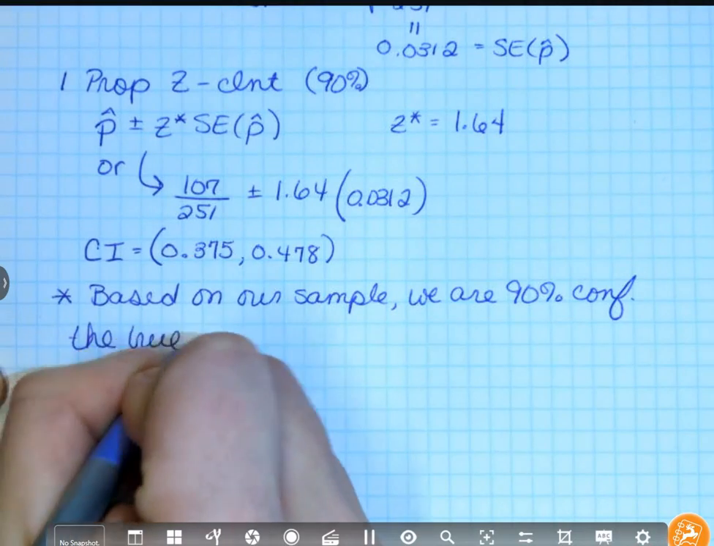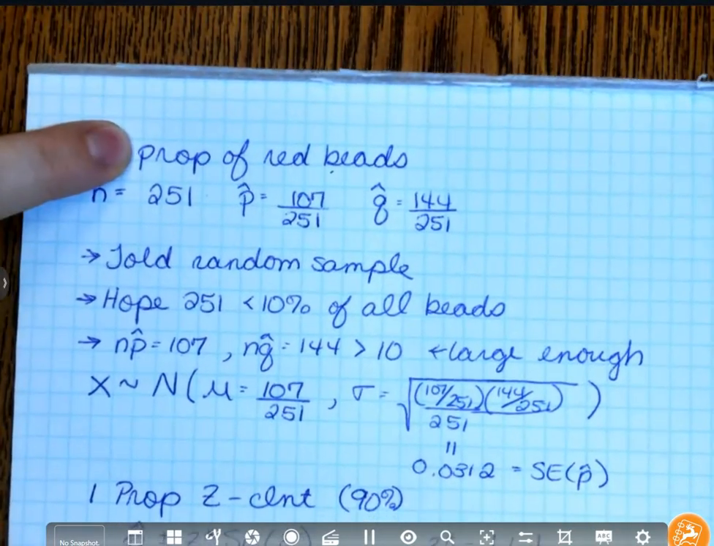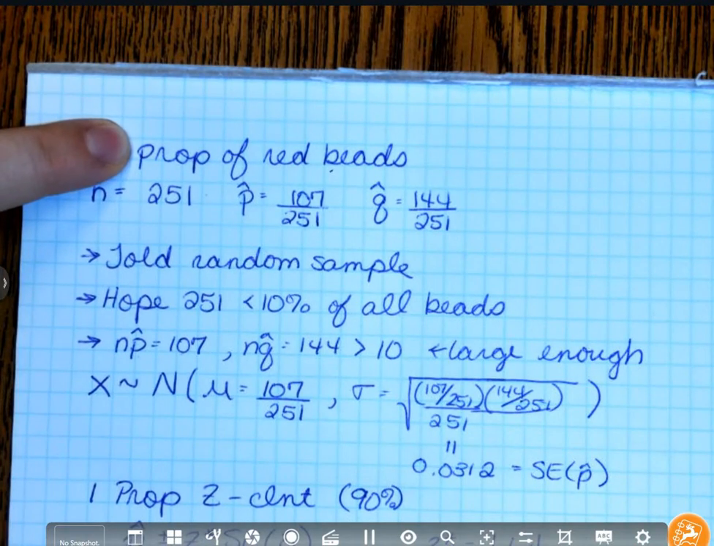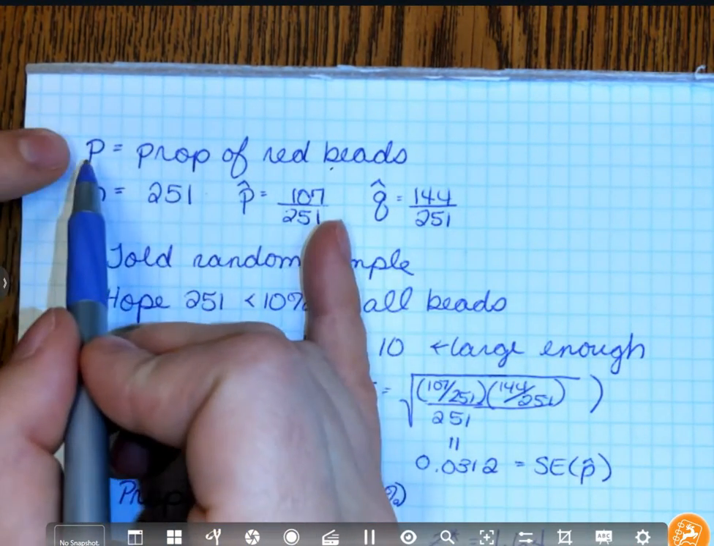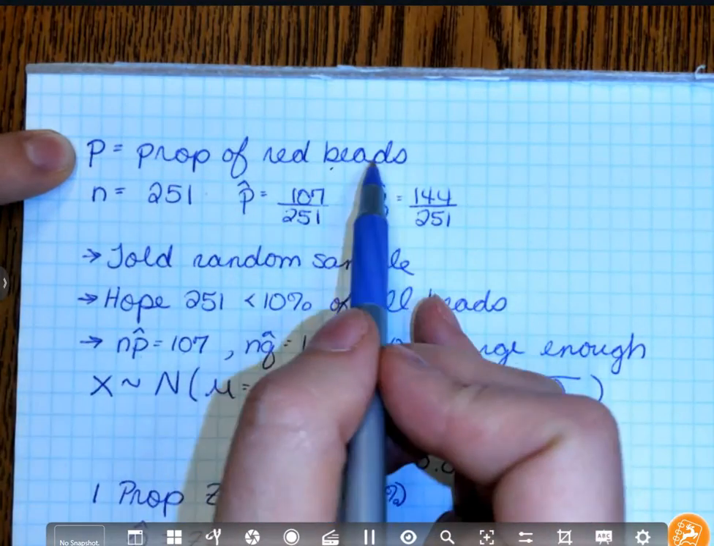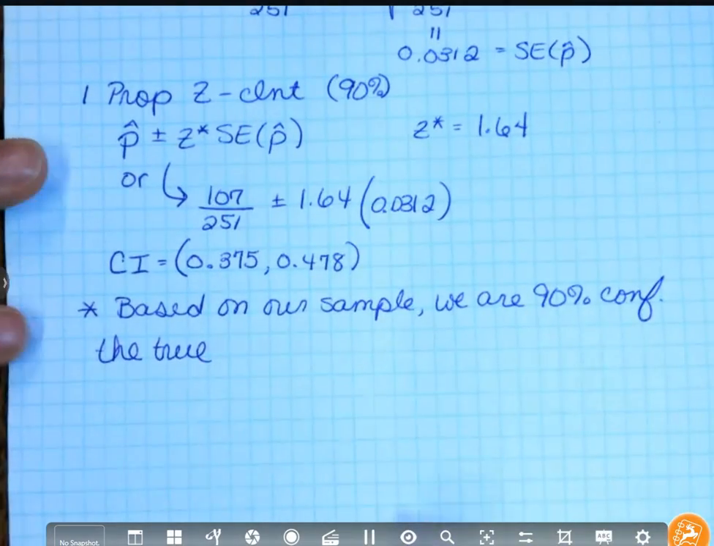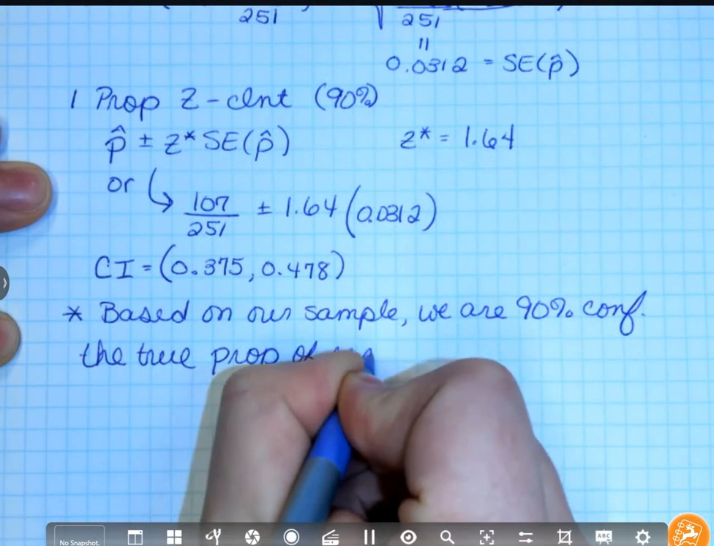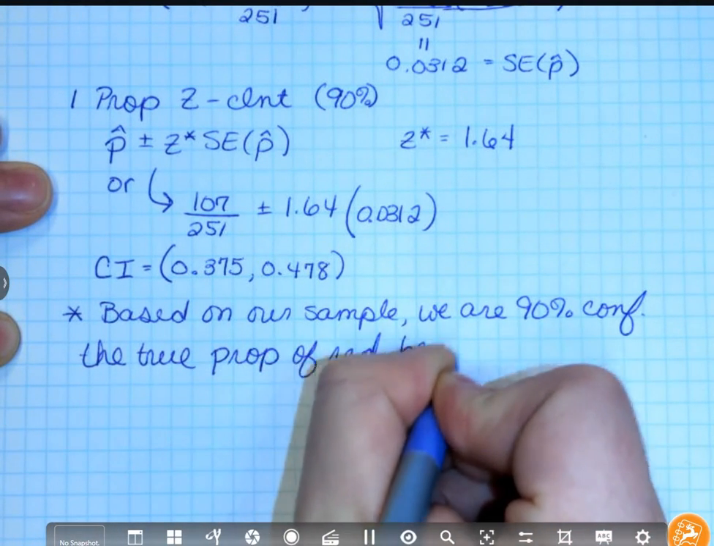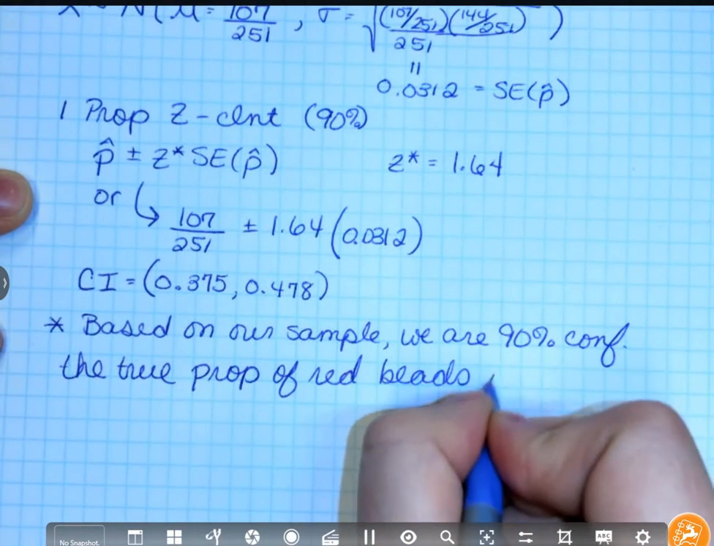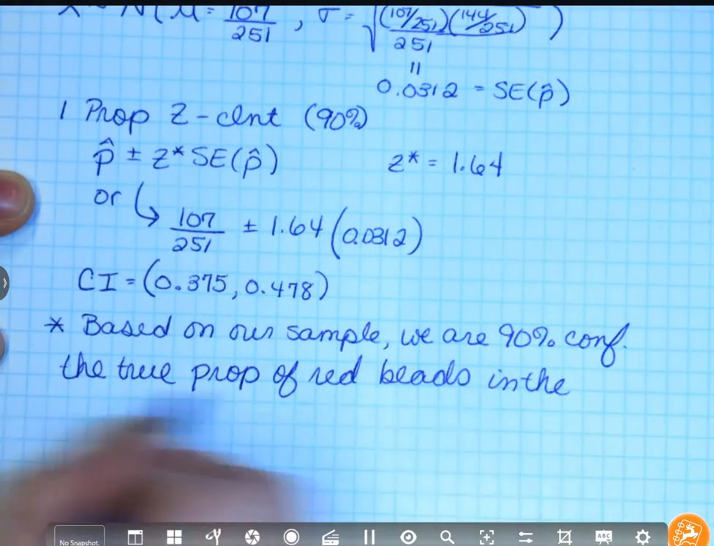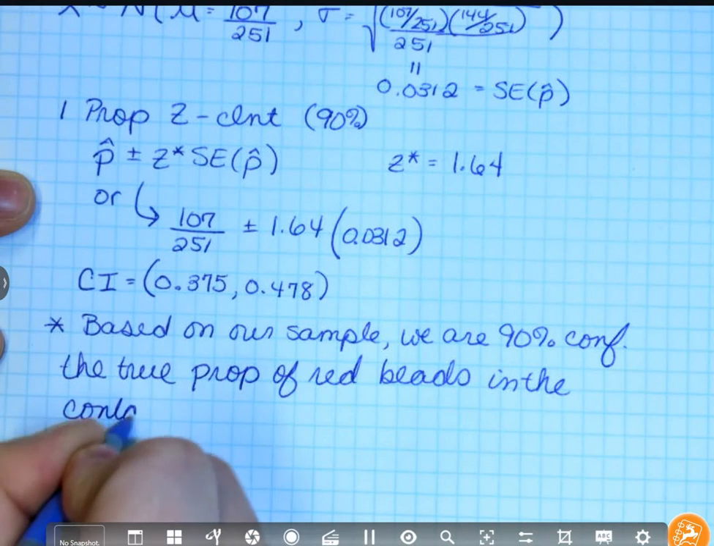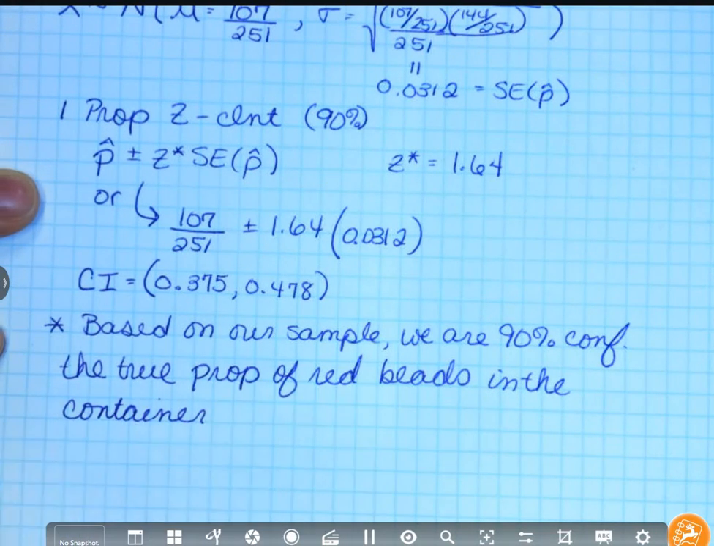The true proportion of red beads. Do not say population parameter. Go up to your parameter and write down what that was. Okay? The true proportion of red beads, and I really should say in the container. Okay?